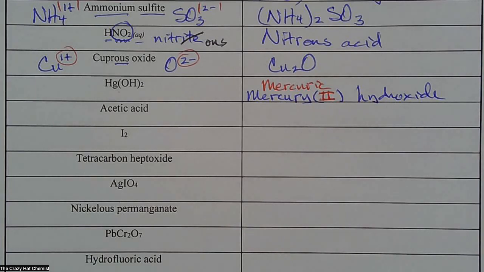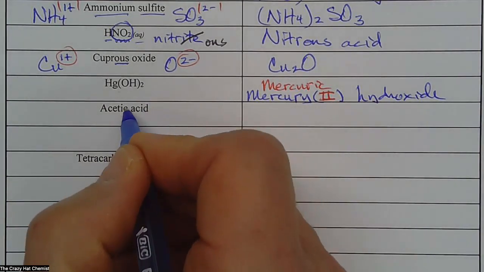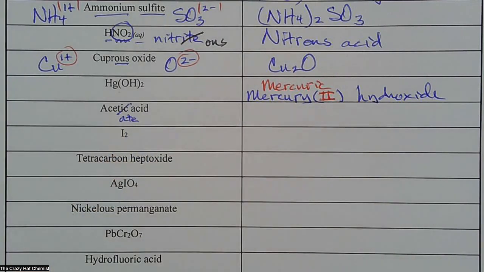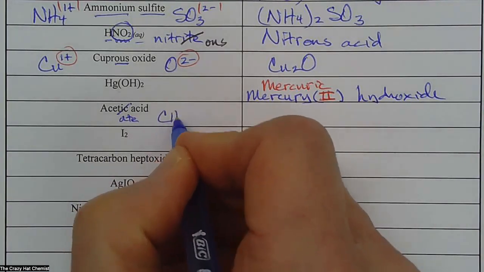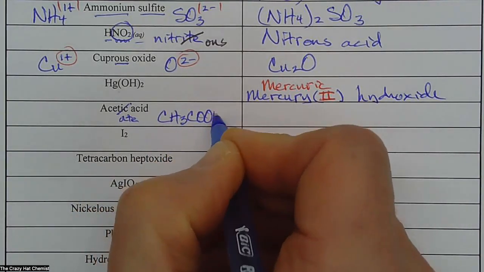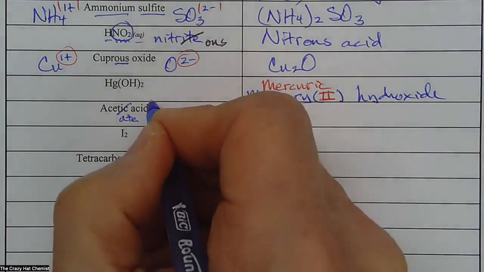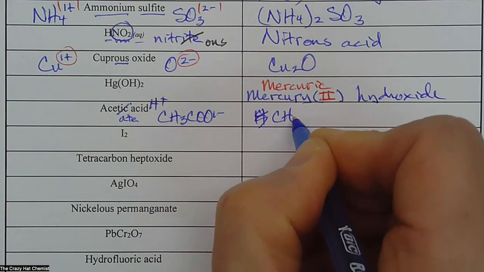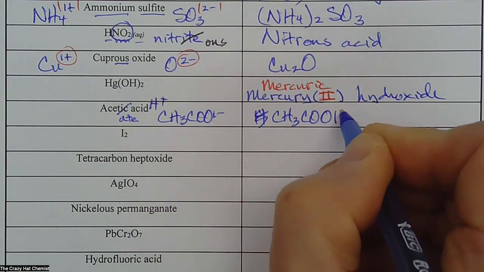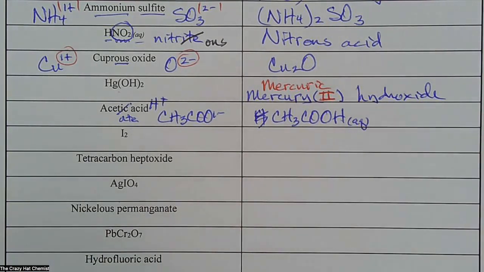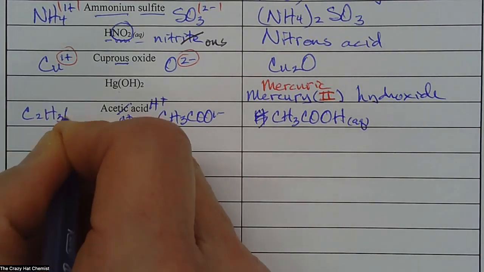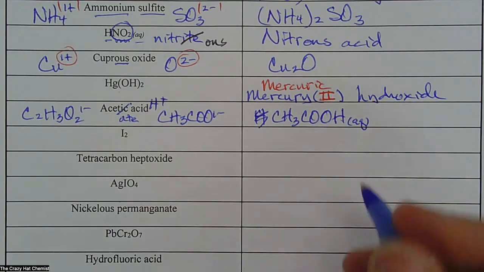The next one is acetic acid, and that is an acid, so the ic is ate. So I'm going to write down the acetate ion. So that's CH3COO minus 1, and all acids have a hydrogen, so I'm going to get CH3COOH, and you can write the aq if you want to. That's not necessary. If you have the condensed formula for acetate, that's C2H3O2, and then you just stick a hydrogen on that one.